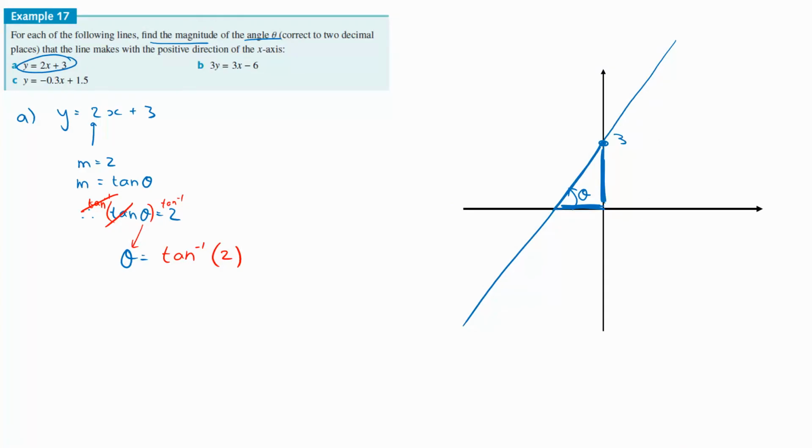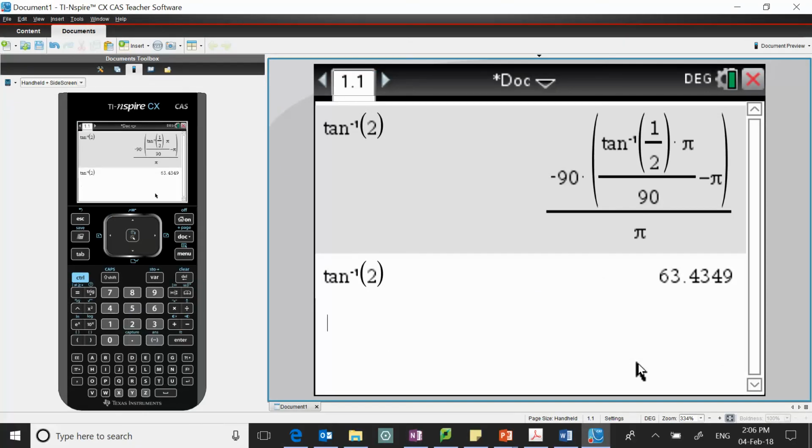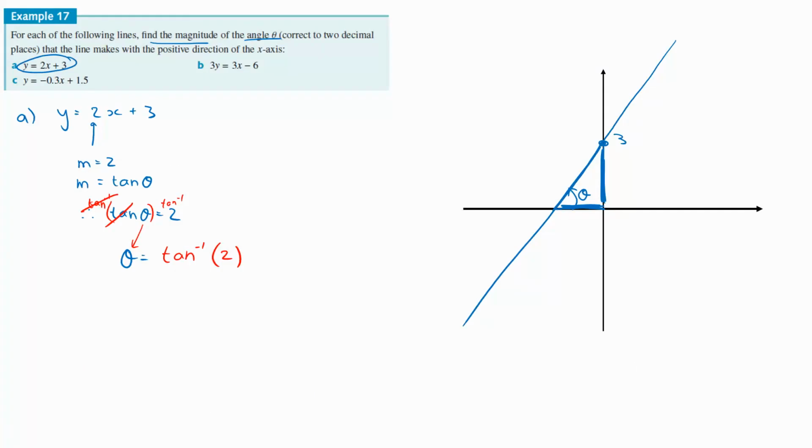63.4349 degrees. Now, does it say round it off? Find the magnitude correct to 2 decimal places. So 2 decimal places, 63.43. So this is now 63.43 degrees. That means the angle that it makes is 63.43 degrees. There you go, and that's part A.